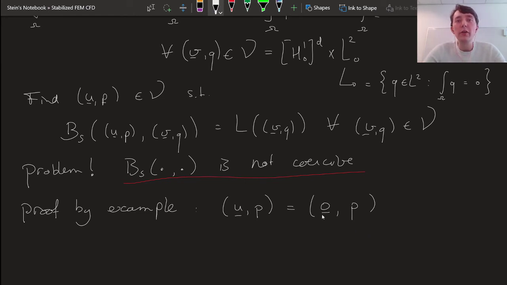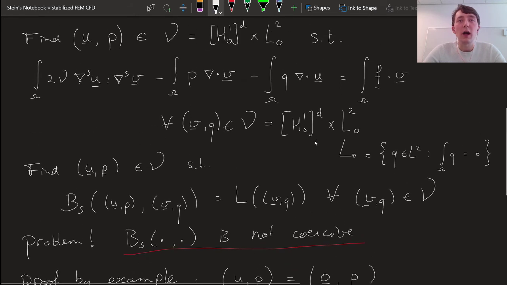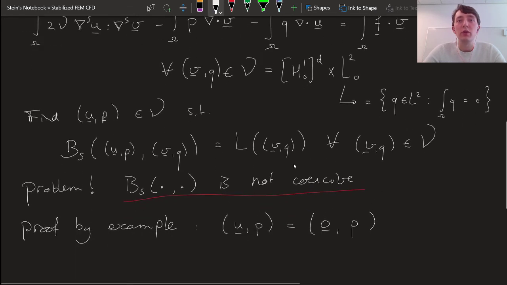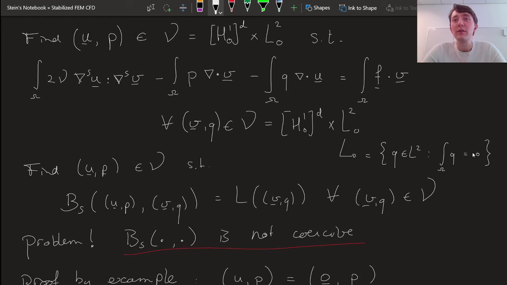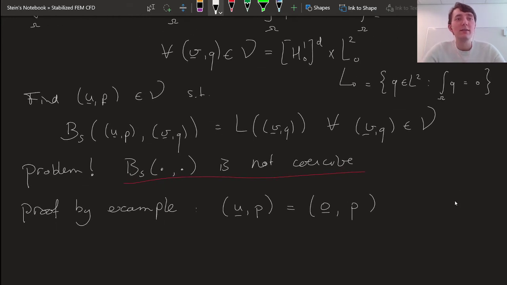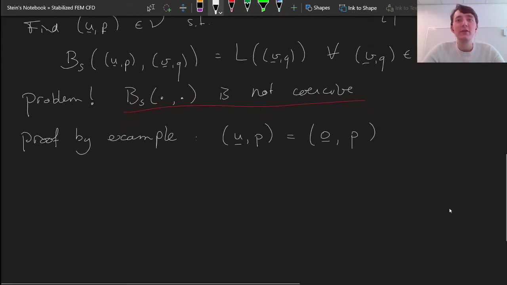So for U, I'm going to substitute 0. Now, that's allowed because 0 is in the space H1, 0. It has a first derivative, clearly. I can integrate this, no problem, even if the first derivative is 0, but that's fine. And for p, I'm going to substitute any function. Now, I almost chose the function being equal to 1. Of course, that doesn't satisfy my constraint that I just posed a second ago, that the integral has to be 0. So that's why I had to step back for a second there.